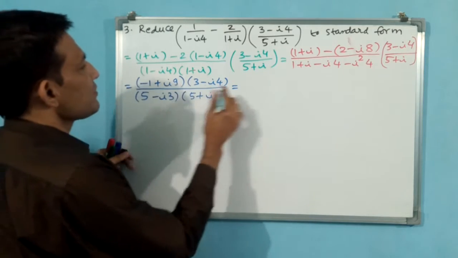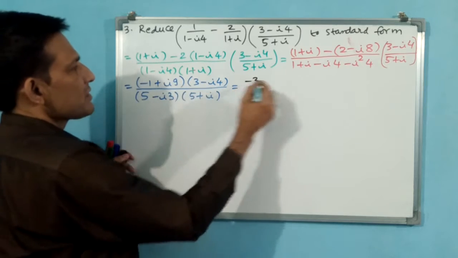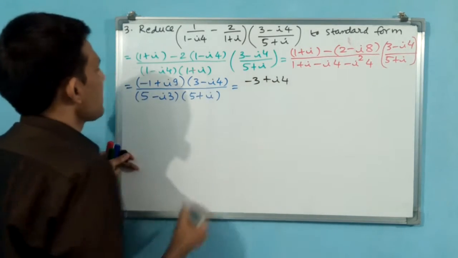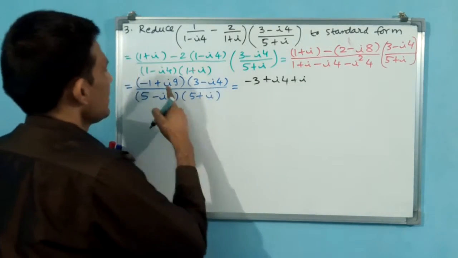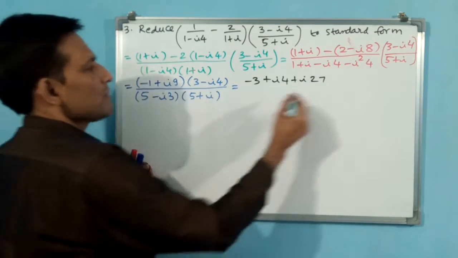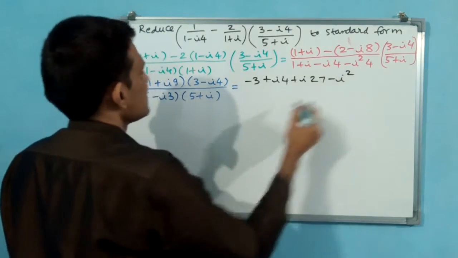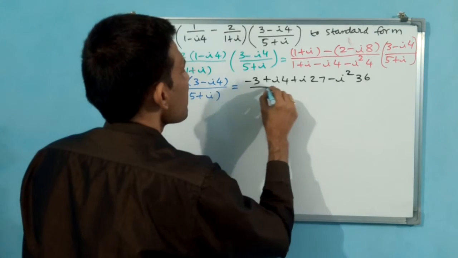You see, minus 1 into 3, minus 3. Minus I into minus 4, that means 4I only will come. Okay? Now plus 9I into 3, 27I is going to come. Now plus I into minus I, no, not I square. 9 into 4, 36 is going to come.